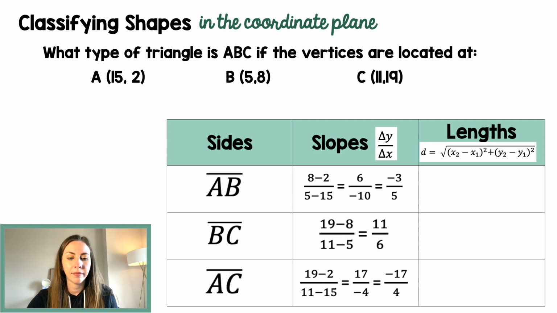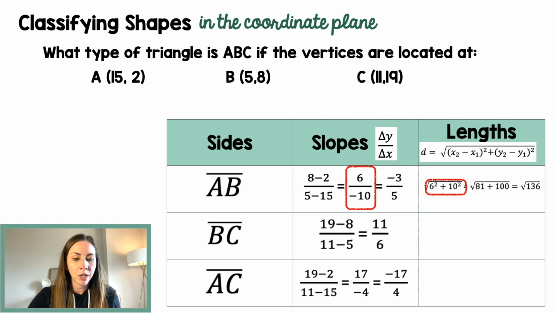Here's AB, BC, and AC. When you find your slopes, the change in y on the top is really the same thing as what's going into your y2 minus y1, and your change in x is the same thing as what's going into x2 minus x1 in the distance formula. So for example, when I'm finding the length of side AB, notice that I had 6 over 10 here, and I also have 6 squared plus 10 squared here. So once you find that change in y and that change in x, you can plug them straight into your distance formula.